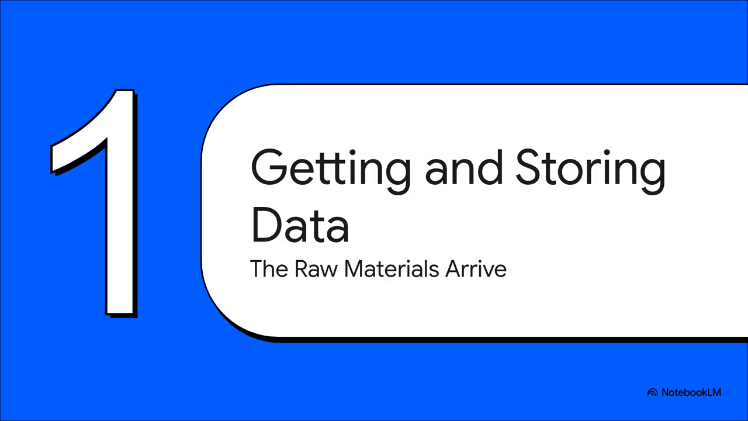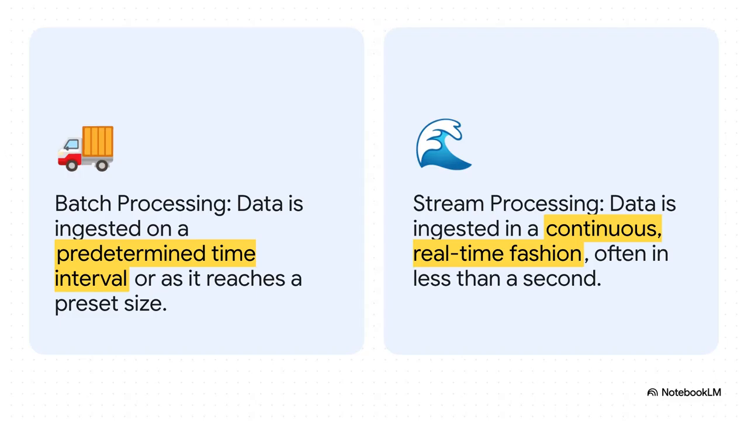All right, every factory needs raw materials. And in our data factory, the very first stop is the receiving dock. This whole initial stage is just about getting the data in the door and finding a safe, organized place to keep it before it heads down the assembly line. Now, you gotta understand, data doesn't all arrive on the same schedule. Sometimes it shows up in these big planned shipments, kind of like a truckload of parts arriving once a day. We call that batch processing.